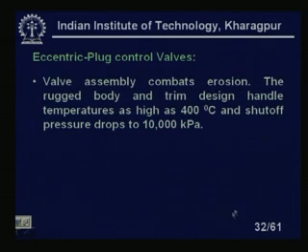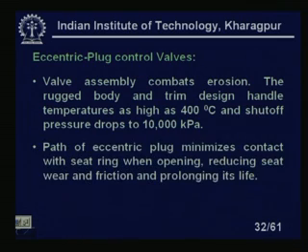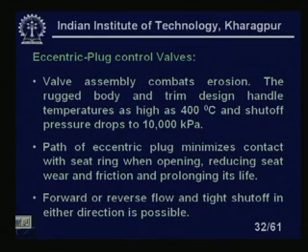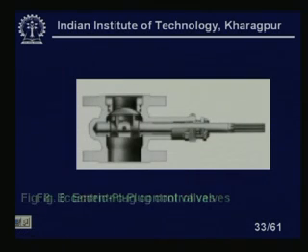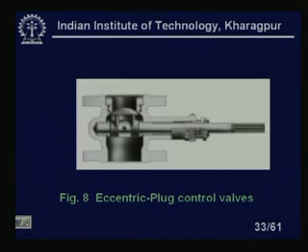Eccentric plug control valve. The valve assembly combats erosion, and the rugged body and trim design handle temperatures as high as 400 degree centigrade, and shutoff pressure drops to 10,000 kilopascals, extremely high pressures we can see here. The path of the eccentric plug minimizes the contact with the seat ring when opening, reducing the seat wear and friction and prolonging its life. Forward or reverse flow and tight shutoff in either direction is possible. Okay. So, this is a great advantage, though it is very uncommon in any process. Eccentric plug control valve, you can see here.